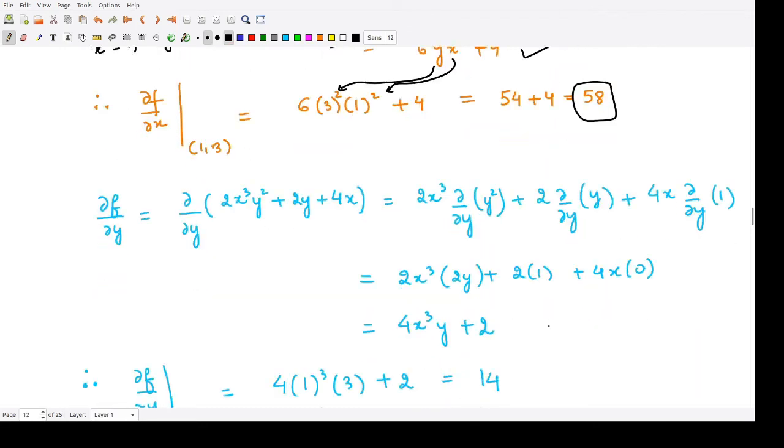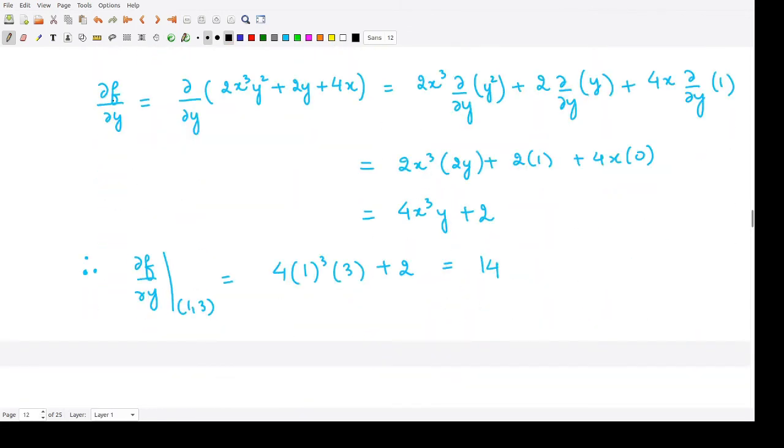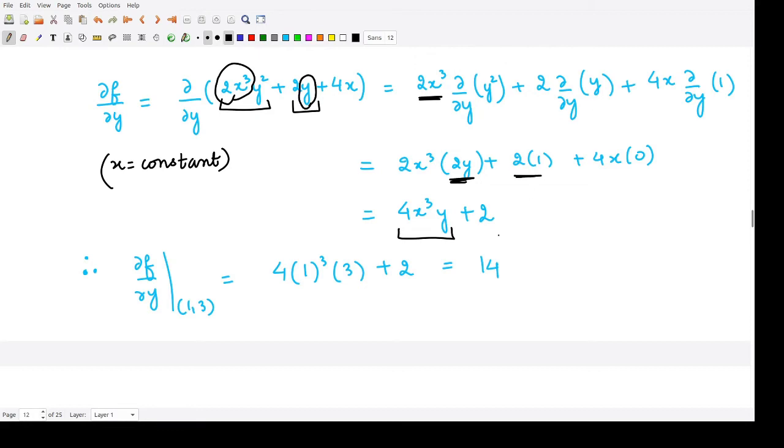And next we will calculate similarly the partial derivative of f with respect to y. So in this case we will keep x as constant. If x is constant, in the first term this quantity is constant. So we only have to perform the derivative of y square. So it would be 2x cube outside. The derivative of y square is 2y. So that whole term becomes 4x cube y. And then the derivative of this 2y, it would be 2 outside, and the derivative of y is equal to 1. So its value is equal to 2 multiplied by 1, that is equal to 2.